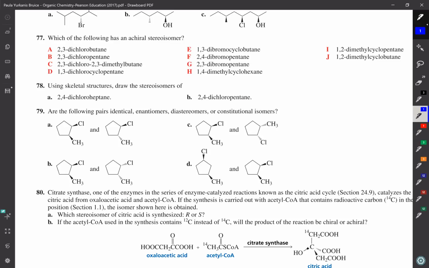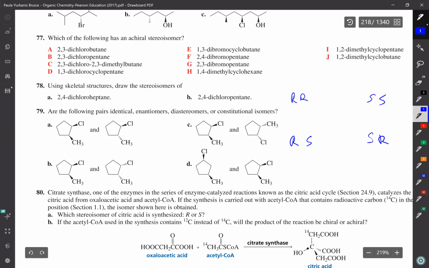When you have a molecule that has two chiral centers, these are the different possibilities. Both centers could be RR, or both centers could be SS. One center could be R and the other center would be S, or one center could be S and the other center will be R. Now, how are these molecules related?